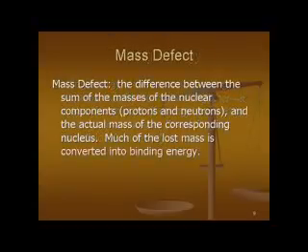Mass defect is the difference between the sum of the masses of the nuclear components, which are protons and neutrons, and the actual mass of the corresponding nucleus. The sum of the masses of the nuclear components is predicted. We know the mass of an individual proton and individual neutron. We add those together, and then we look at the actual mass of the nucleus. There's a difference, and this is called the mass defect, and we'll do a calculation together that will show you how we arrive at that.